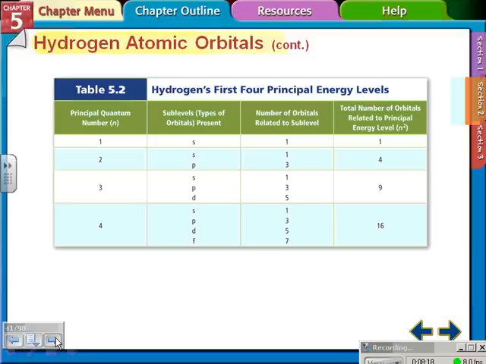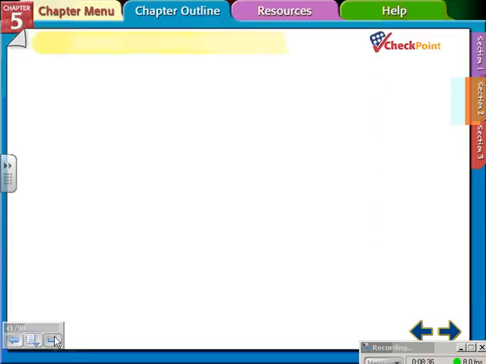All right, so these are hydrogen's first four principal energy levels. And it's showing you that when the energy level is 1, we have an s orbital present, and we have one orbital relating to that, and a number of orbitals relating to the principal energy level. We'll go through this in more detail in the next section.